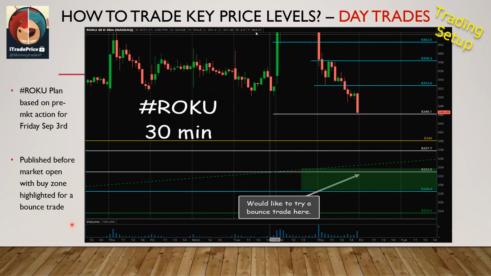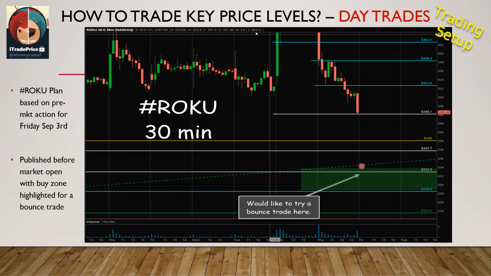Now let's look at another one, Roku. So this Roku chart was shared yesterday again before market open, right? It was down maybe $10, $12 already in pre-market. So I wanted to try to bounce trade this thing between 332.9 and 328.4. This is my bounce area.